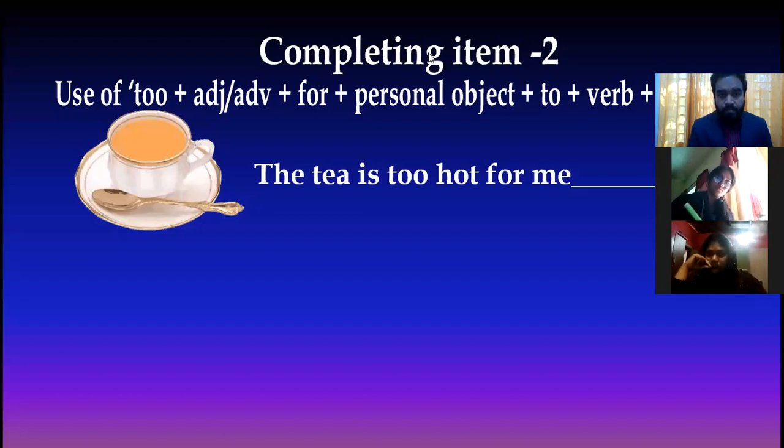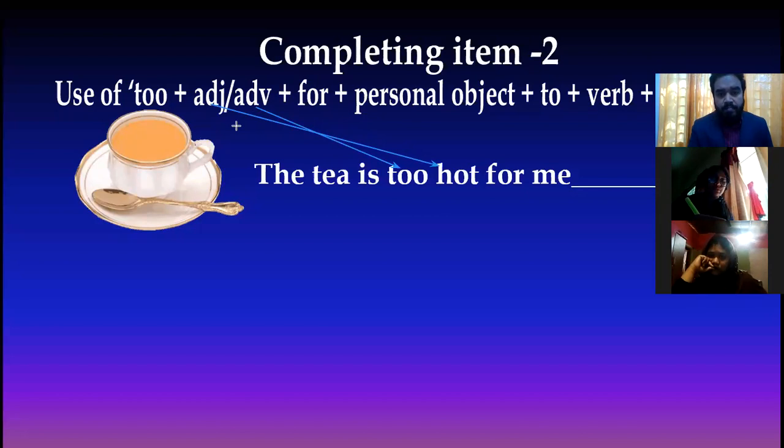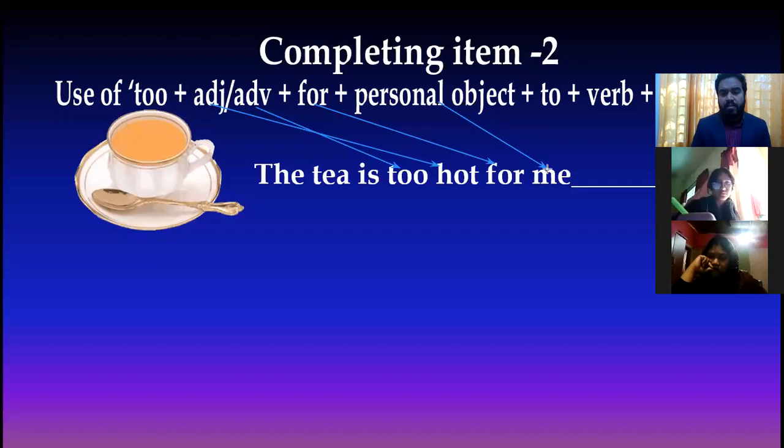Sir, what is personal object? Give me a minute. I'm showing it to you. So here is your adjective. This one adverb. This one adjective. This one, for, is a common preposition here. And personal object means the word which suggests or indicates a person, like you.